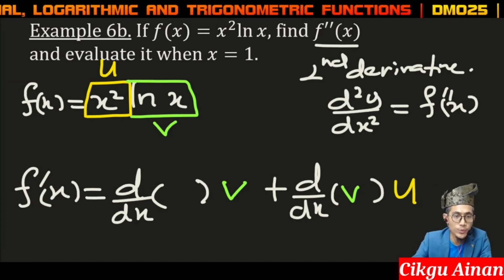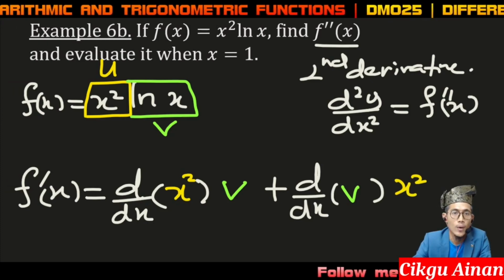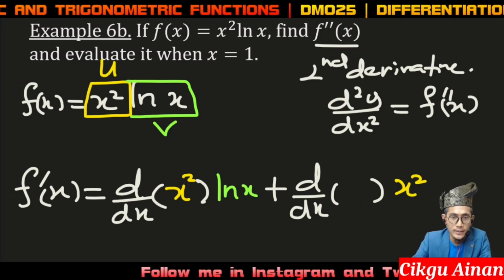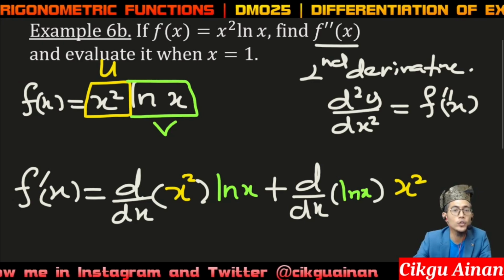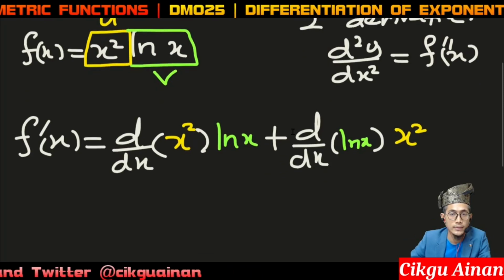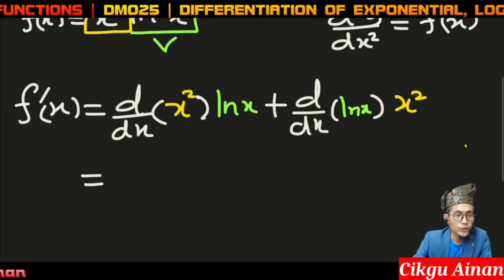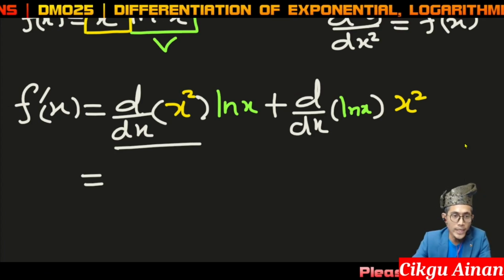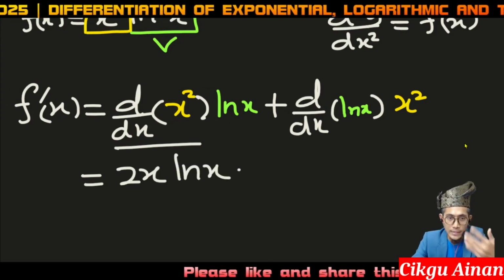From here we just replace them. What is u? u is x squared, over here also x squared. What is v? v is ln x, this one also ln x. Then follow through. This x squared, differentiate with respect to x, we get 2x, and then multiply by ln x. Let it be like that.